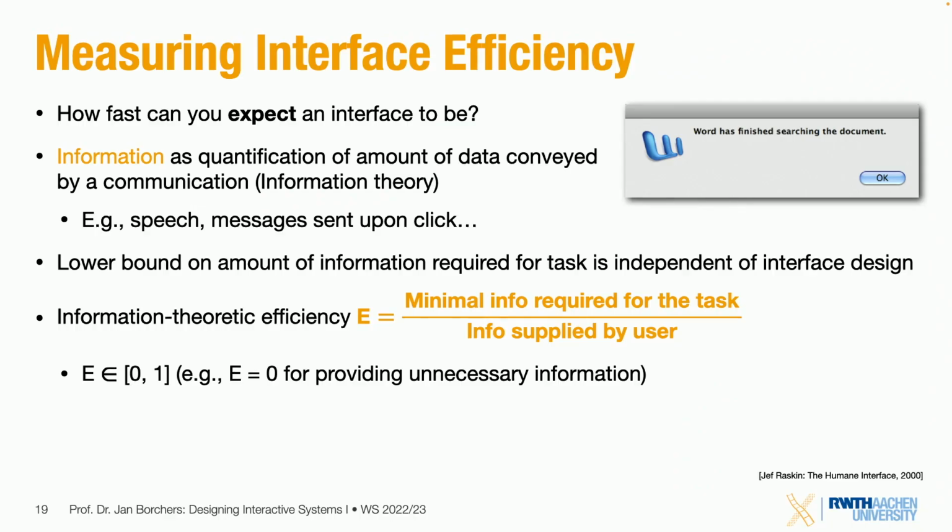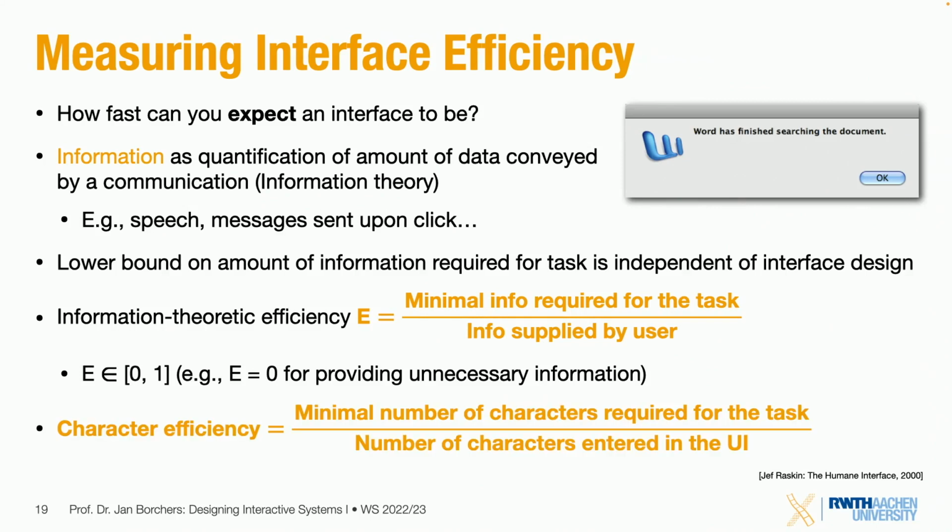To make this more tractable for us, we're not going to look at this theoretical efficiency, but at character efficiency. If we have an interface that we can break down to essentially character interactions, and characters being displayed and characters being sent across this communication channel, then we can work with the minimal number of characters required for the task divided by the number of characters that are actually being entered in the UI, right? So if you have a very simple text-based UI, then this works fine.